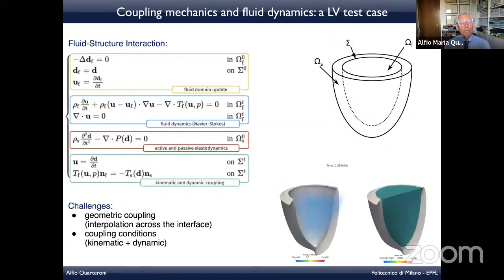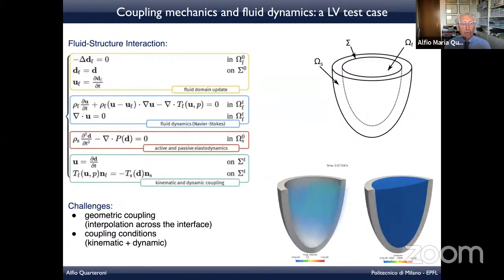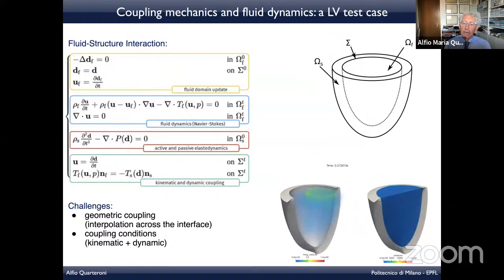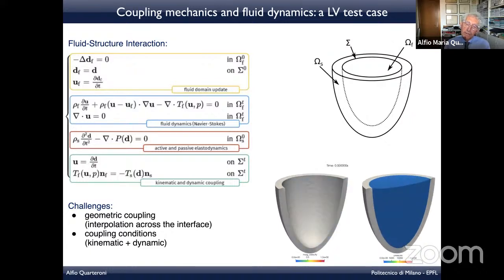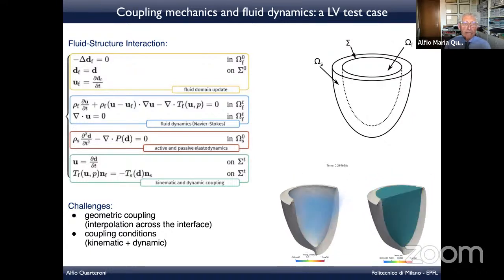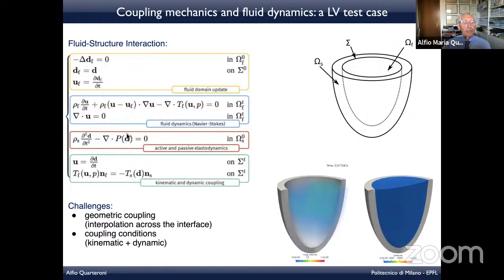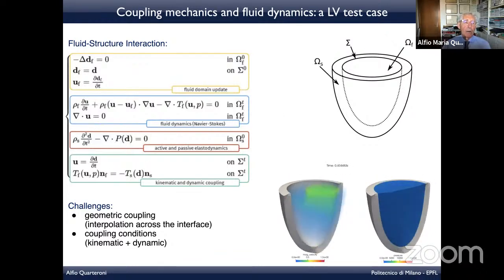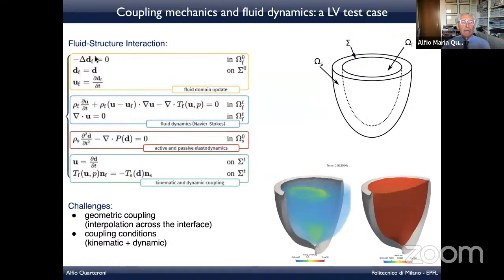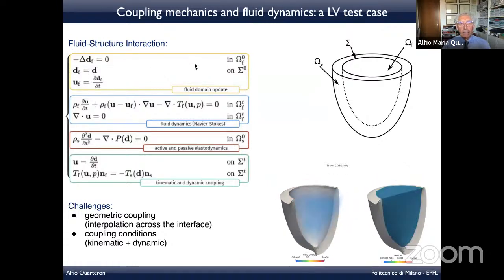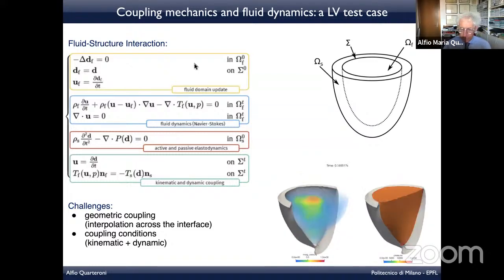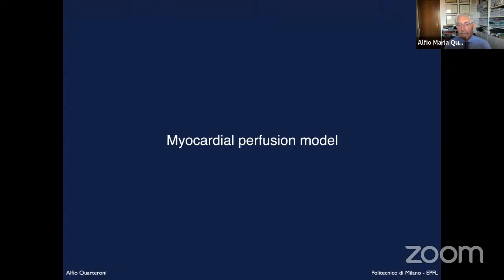Now, there is a last point that I would like to address, and it's the coupling between the deformation of the structure and the fluid dynamics. And here we have to couple together the Navier-Stokes equations with the passive mechanics, with the harmonic extension in order to recover the lumen of the heartbeat. So this is called the fluid structure interaction. And now we are done.